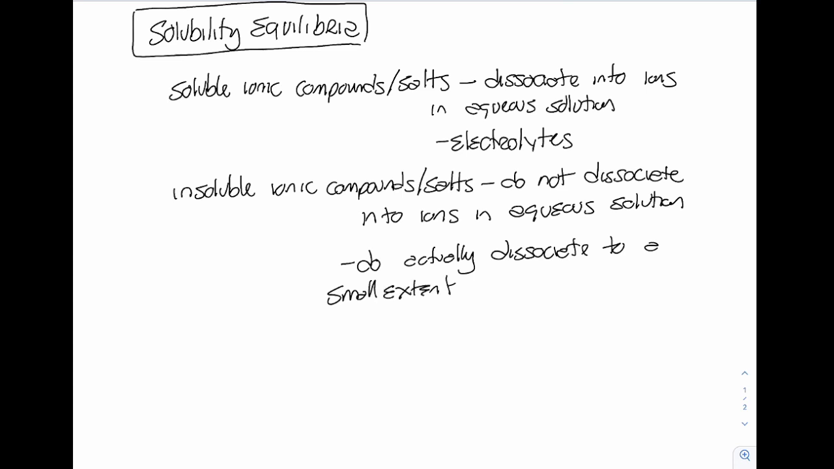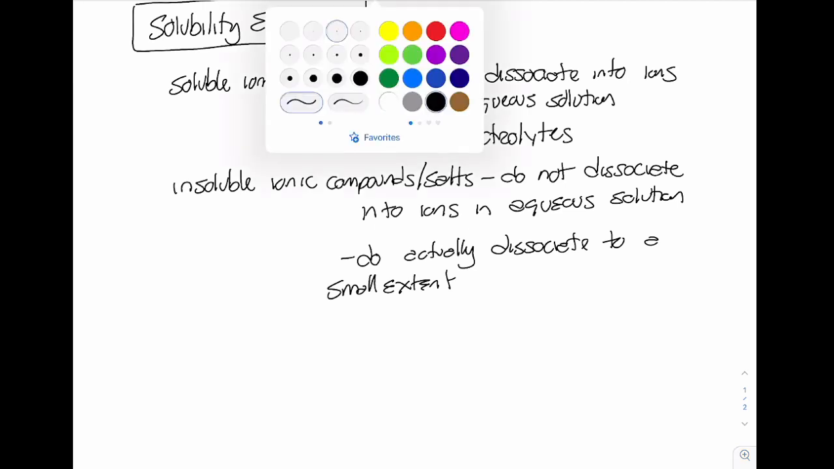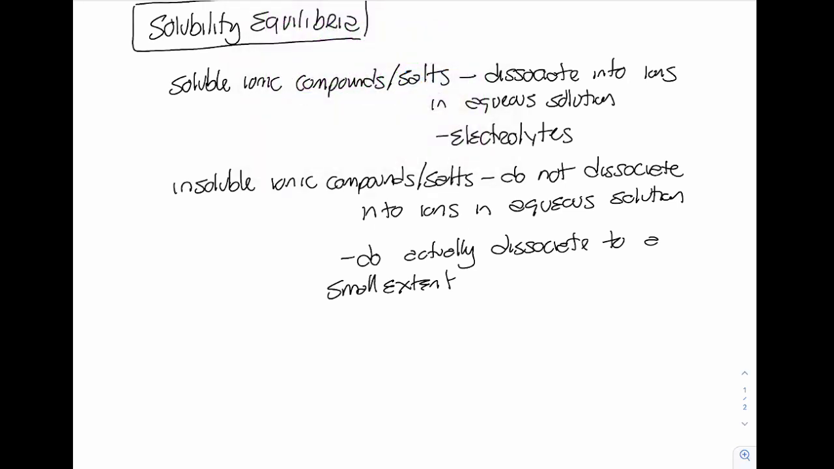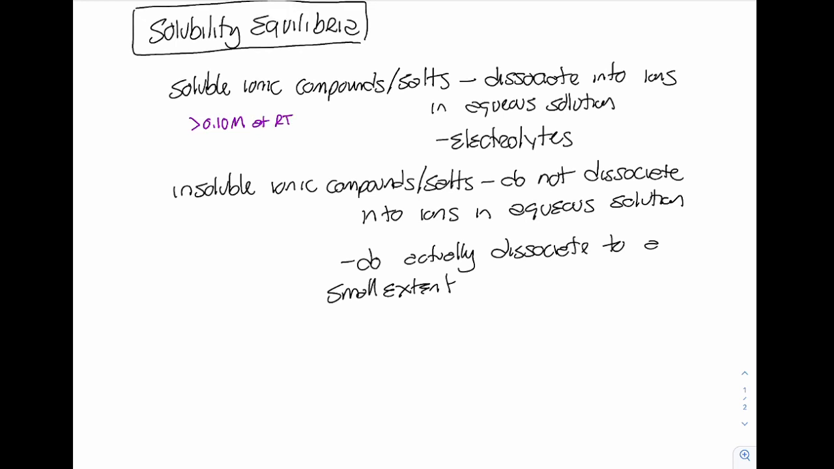And you don't need to memorize these numbers, but just kind of a guideline. If something is considered soluble, usually greater than 0.10 molar in solution, dissolves at room temperature. So RT for room temperature. Remember from your chemistry past, right? We can increase solubility by increasing the temperature. Kind of another way to look at that, we could say that greater than 1 gram dissolves per 100 milliliters. And again, this is at room temperature.